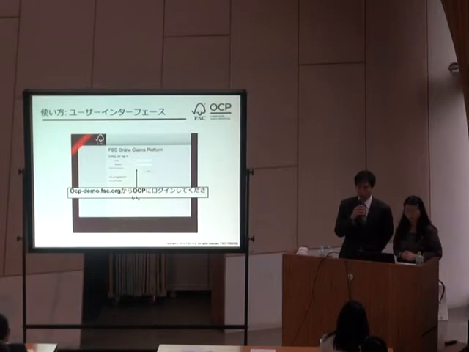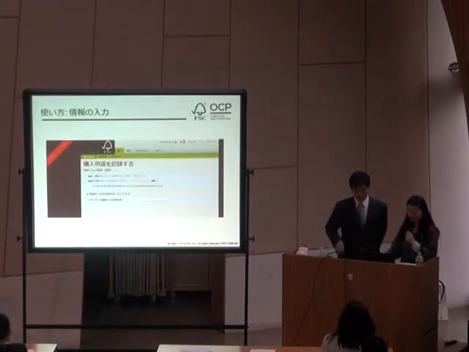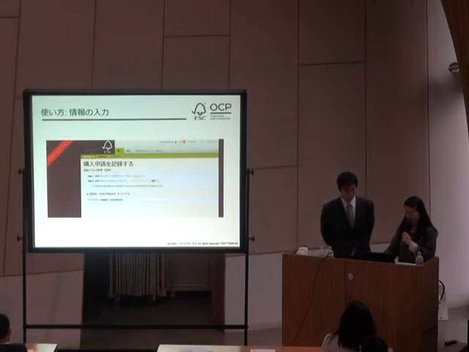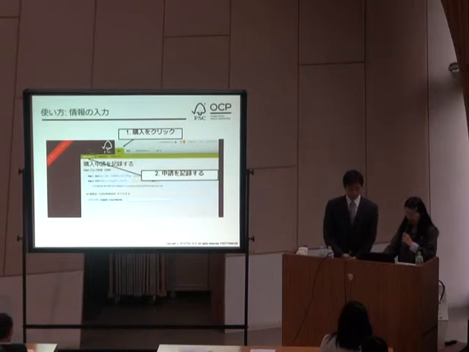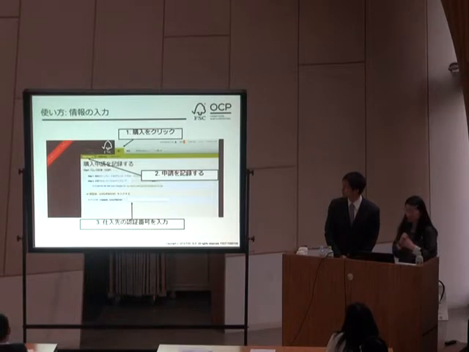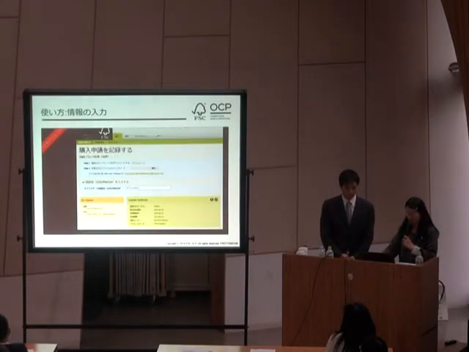Here is the landing page of the OCP, and then you can enter your purchase record. You see purchase. Here you can select your supplier from a supplier drop-down list.